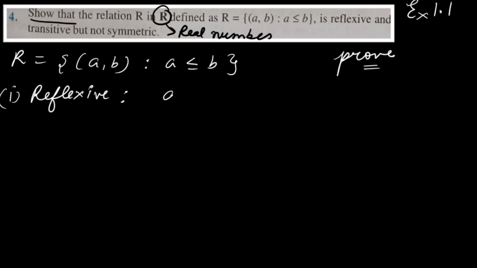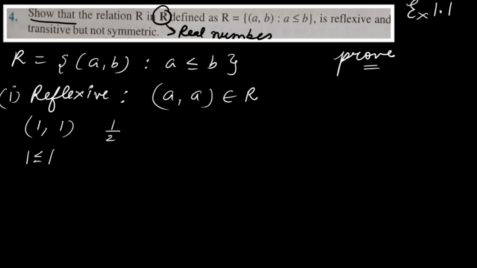For reflexive, we know (a, a) should belong to R, so the ordered pair should belong to R. The relation is a ≤ b, so less than or equal: any one thing should be satisfied, either less or equal. Here we will see equality because in (a, a) both the elements are the same. If I take the example (1, 1), this is satisfied because 1 equals 1.